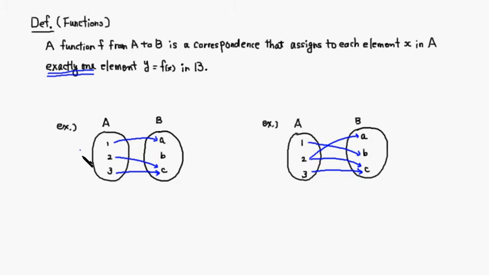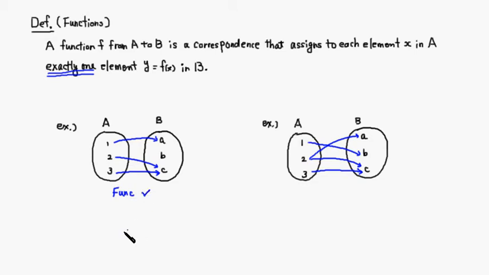Does this diagram represent a function? You can see that 1 is mapped to A, 2 is mapped to C, and 3 is also mapped to C. For every single element in A, there is exactly one corresponding element. For example, here 1 has A as the only corresponding element, 2 has C as the only corresponding element, and 3 has C as the only corresponding element. So therefore, this is a perfectly good function.